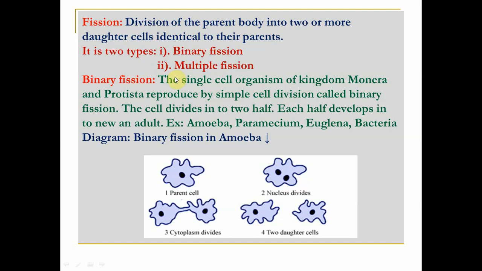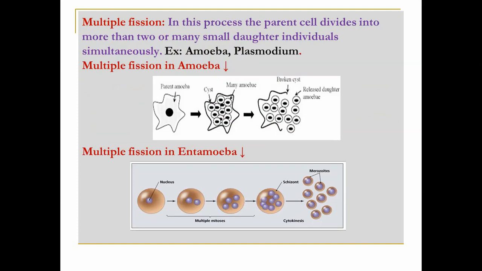The single-cell organisms of kingdom Monera and Protista reproduce by a simple cell division called binary fission. The cell divides into two halves, and each half develops into a new adult. Examples are amoeba, paramecium, euglena and bacteria, which perform binary fission. The figure shows binary fission in amoeba: first there is one parent cell, in the second stage nuclear division takes place, in the third the cytoplasm is divided, and finally two daughter cells are produced. It is a simple binary fission in amoeba.